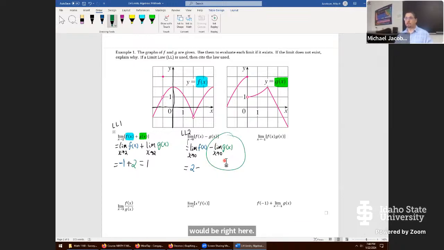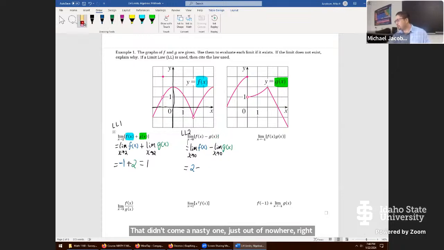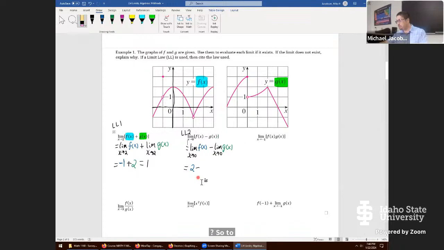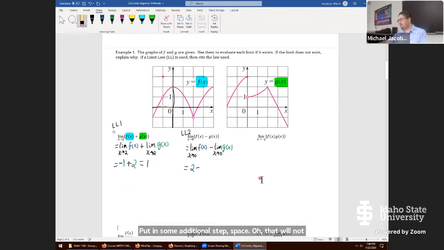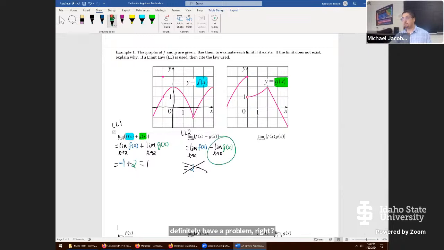It's definitely kind of a nasty one, just out of nowhere, right? So let's take a real close look at this one. Put in some additional space. Oh, that will not work. We'll deal with the space we have on this. Oh, here we go. And let me start by going like this. We definitely have a problem, right? The problem is relative to that limit. So let's look at it really closely.